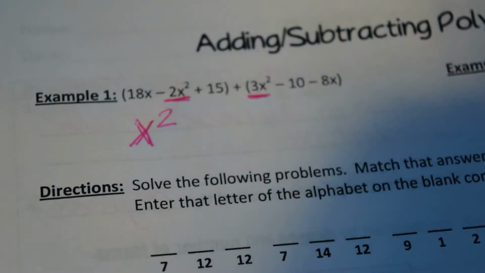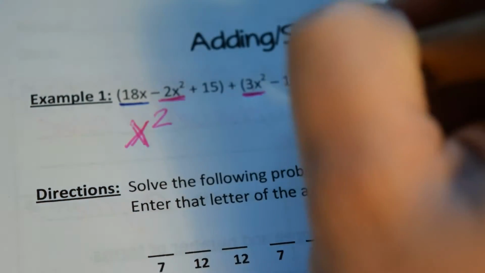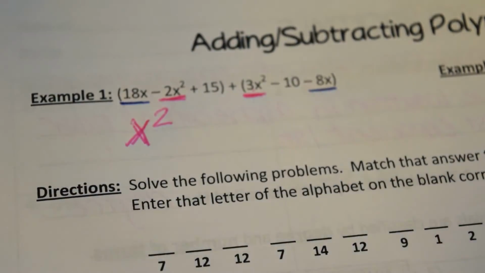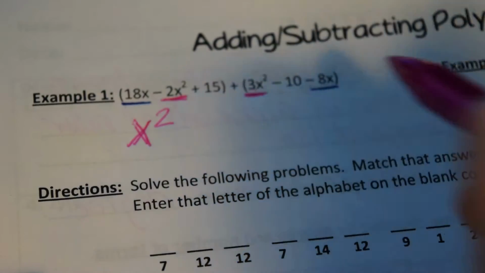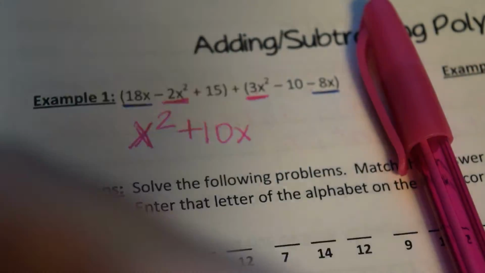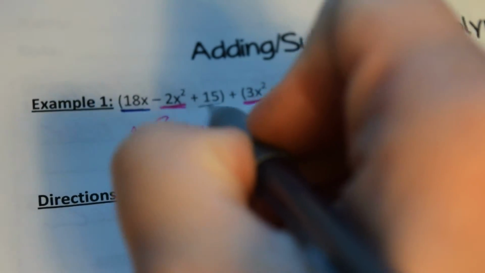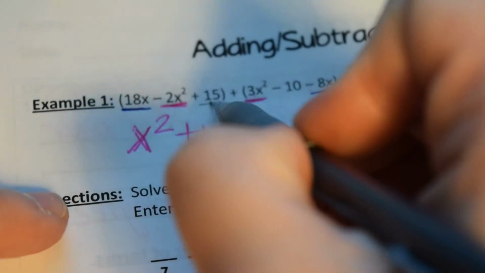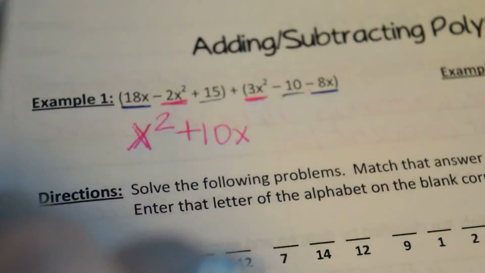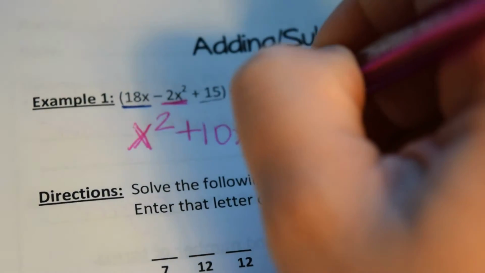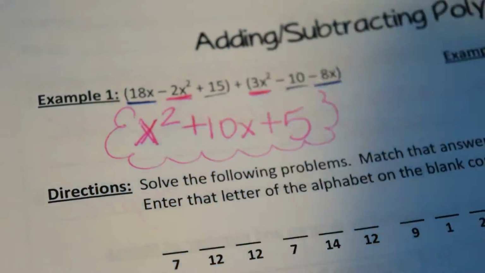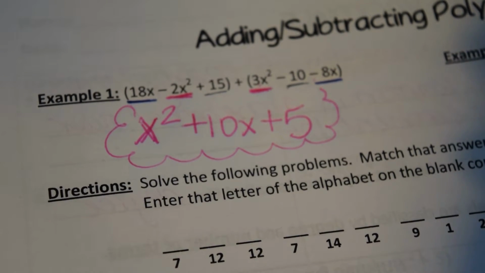Our next order of business is to look at, I'm going to put it in blue, this 18x minus 8x over here, because of the subtraction sign in front of the 8. So that leaves us with plus 10x. And then I'm going to use pencil to show we add the constants. 15 plus a negative 10. So that leaves us with 5. This would be our simplified polynomial. Well, I guess trinomial.